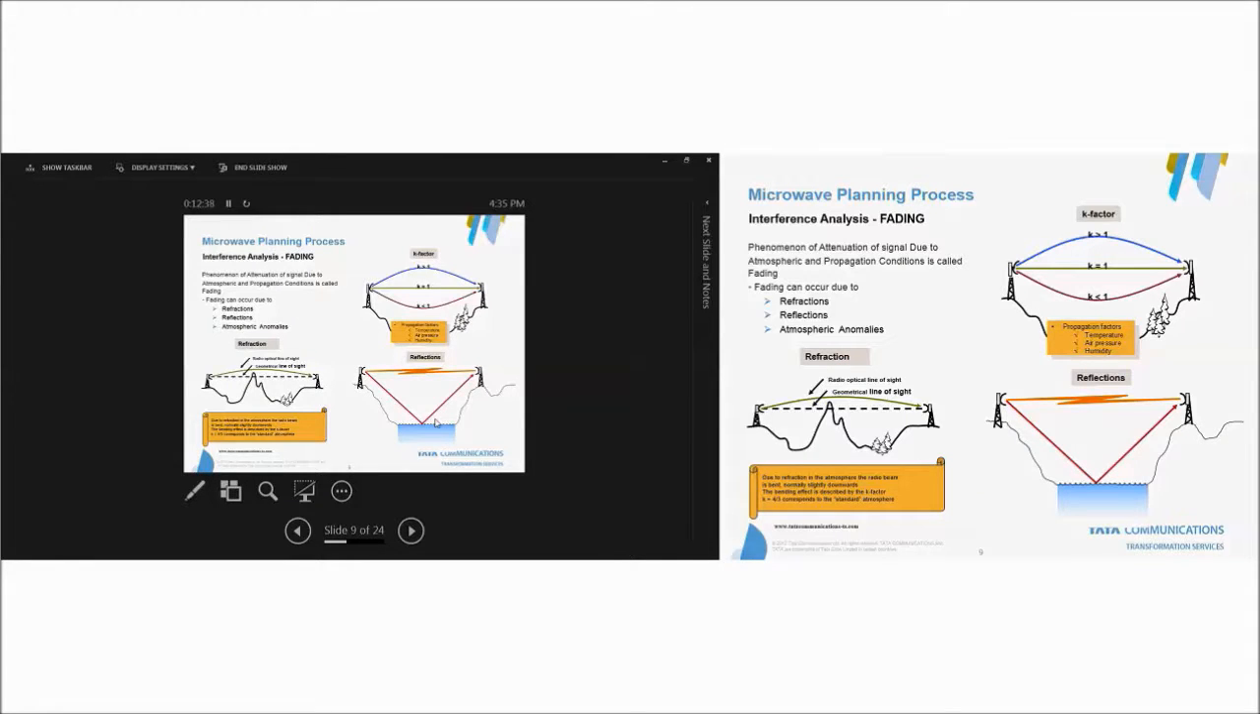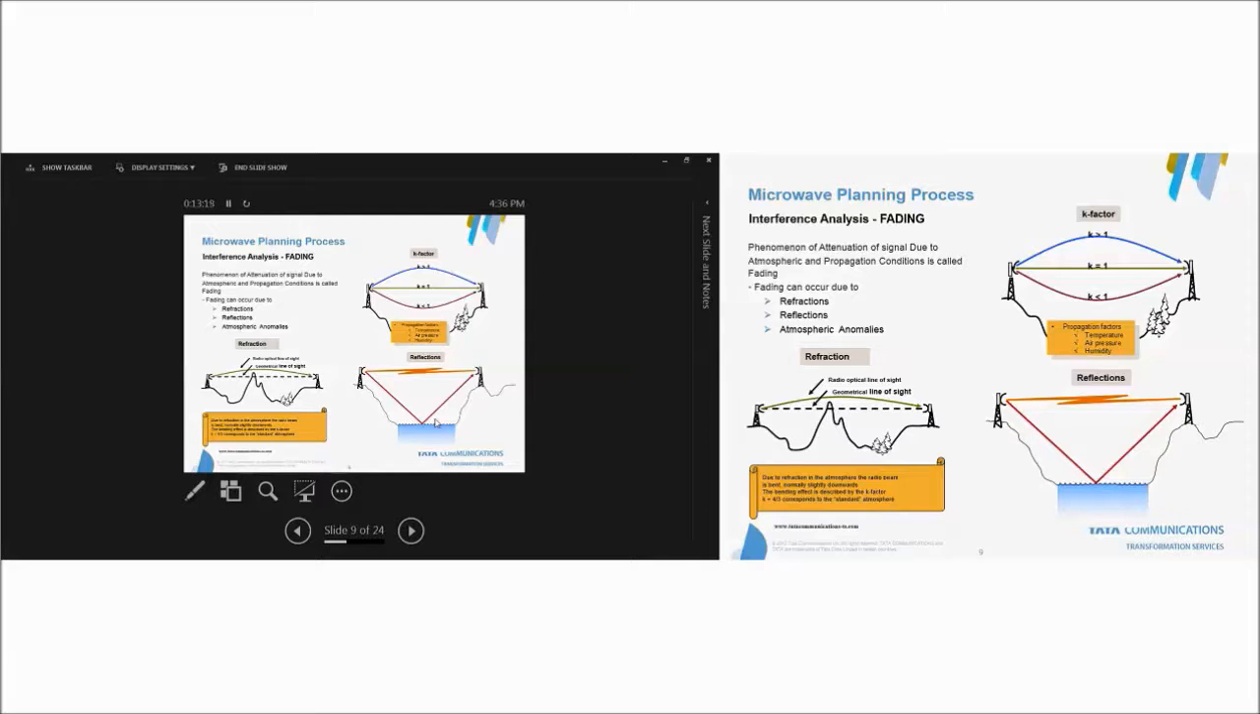Interference may occur due to fading. Fading is the phenomenon of attenuation of signals due to atmospheric and propagation conditions. Fading can occur due to refraction, reflection, or atmospheric anomalies. Refraction is nothing but a change in the direction of a beam or wave due to a change in the transmitting medium. So the microwave which has been sent from site A tends to bend once it reaches the atmosphere. This bending effect is termed the K factor.